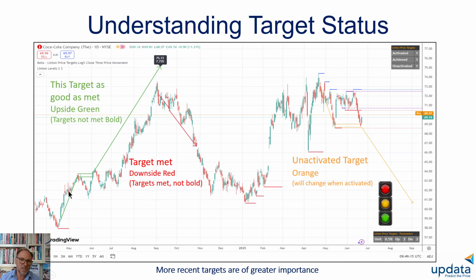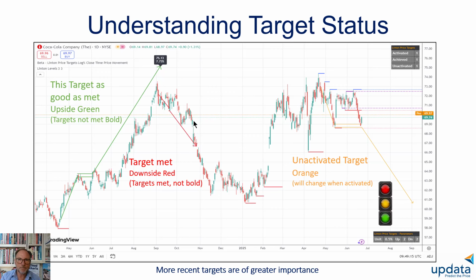So this target was given back here on Coca-Cola. This was back in June last year. It was activated. We didn't quite get to the target, which we know as slightly bearish confirmation. And at this point, when you get the new target, you start to say, well, maybe that target was nearly done. So you do need to take note of what is happening with the price movement, and we'll spend more time on that.